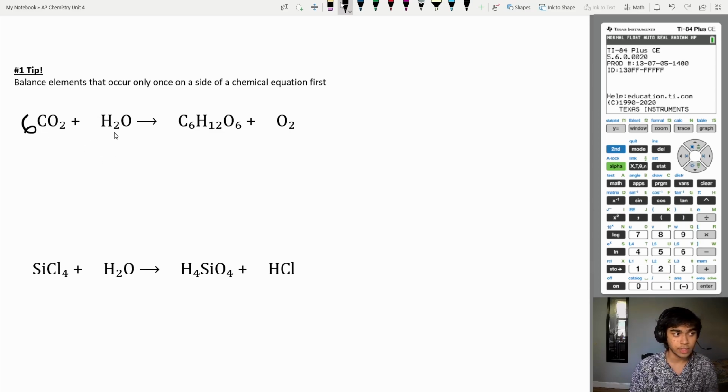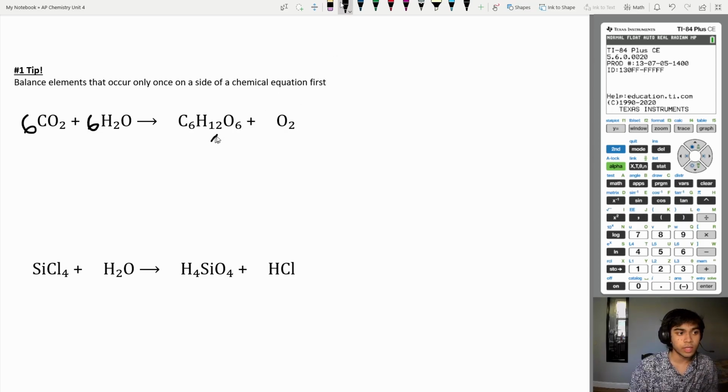Now we can deal with the hydrogen. Hydrogen here, there's 2 hydrogens, but on the product side, there's 12 of them. So let's add a 6 here. Now if you notice, this throws the whole oxygen count out of balance. We have 12 plus 6, 18 oxygens on the left-hand side, but on the right-hand side, we have 6 and then 2, so 8 oxygens.